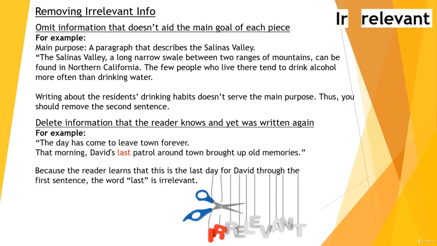Delete information that the reader knows and yet was written again. For example, the day has come to leave town forever. That morning, David's last patrol around town brought up old memories. Because the reader learns that this is the last day for David through the first sentence, the word last is irrelevant. While reading the document, heed that every sentence teaches something new and doesn't repeat old info. In case repetition happened, you can swap it with a reference to the repeated info.